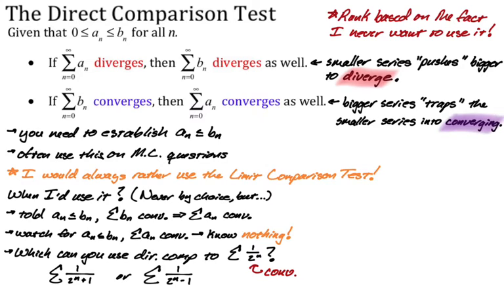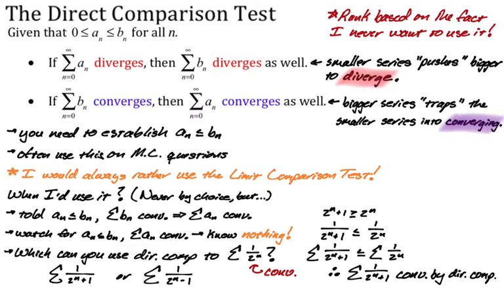We can't use it to show that something bigger converges or diverges. It's just not useful in that case. All right, so I would start off with this math. 2 to the n plus 1 is greater than or equal to 2 to the n. 1 over 2 to the n plus 1 is less than or equal to 1 over 2 to the n.